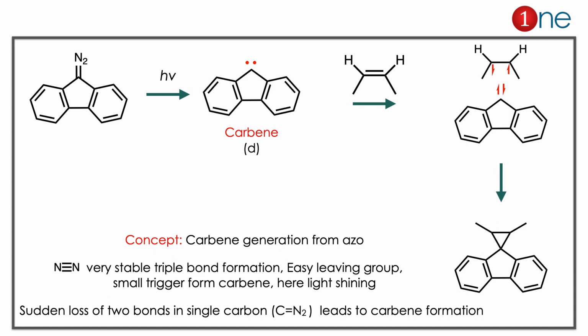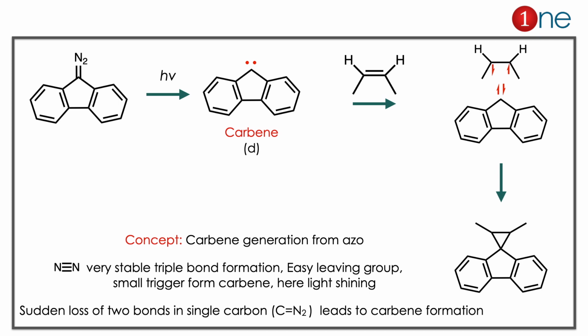Here the starting material is an azo compound, and you are using light. The nitrogen is lost very easily, since the bond is weak, and is suddenly removed from the system, so you have a carbene as the intermediate. So the answer is D. In the next step you are using the alkene. The carbene in its singlet form combines with the alkene and forms the 3-membered ring, which is the desired product.